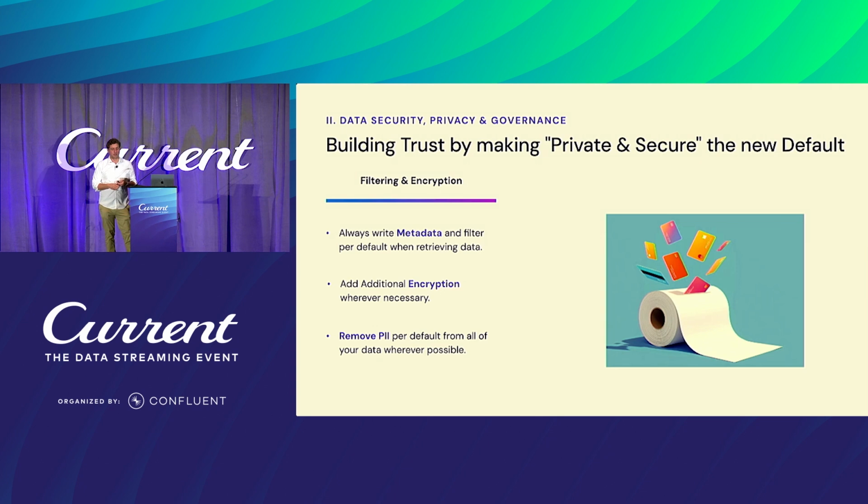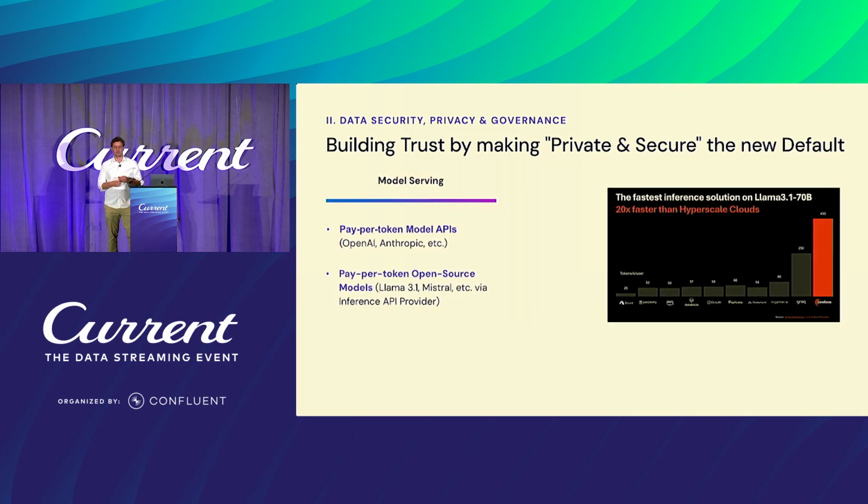And then, of course, removing PII wherever possible, so that you don't store user information, credit card information, phone numbers. If it's possible within your use case to get rid of that PII, I would always recommend to get rid of it in the stream.